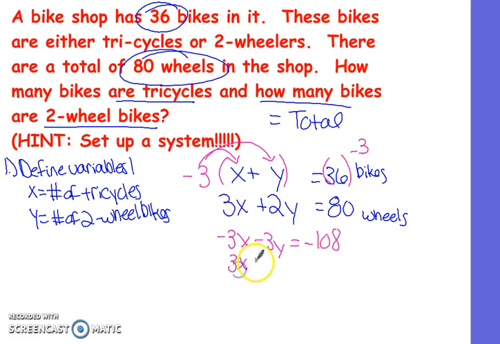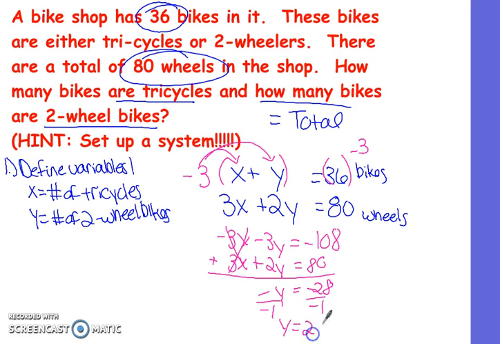Rewrite my second equation, 3X plus 2Y equals 80. Add them up. Goodbye X's, I have negative Y equals negative 28. So I have to divide by that negative 1 to get Y equals positive 28. I think the first equation is easier to substitute in for, so I'm going to substitute in there and say X plus 28 equals 36. So subtract 28, and you get X equals 8.